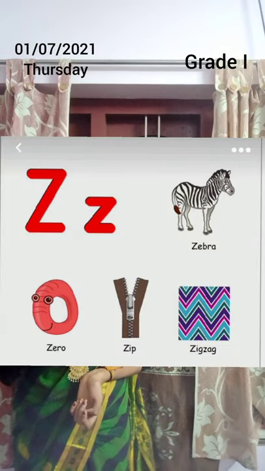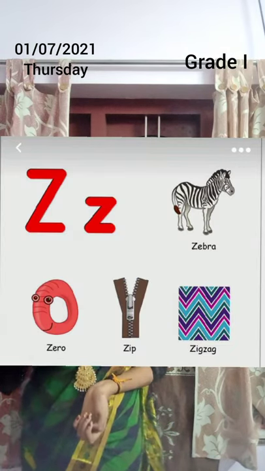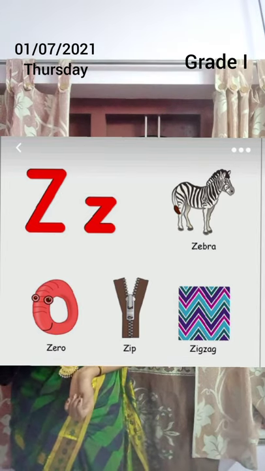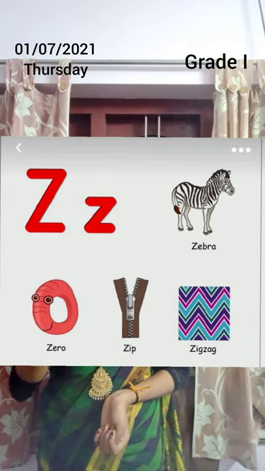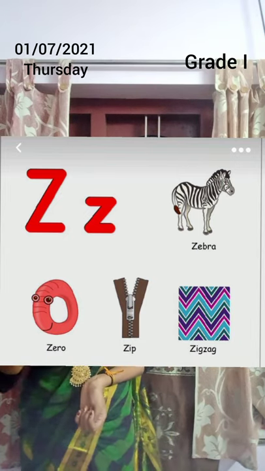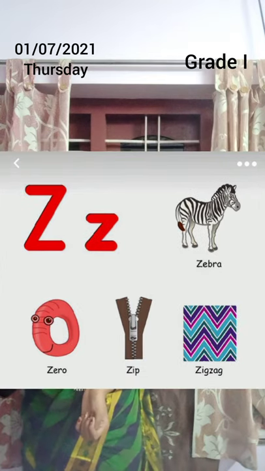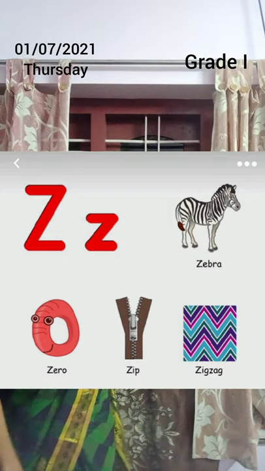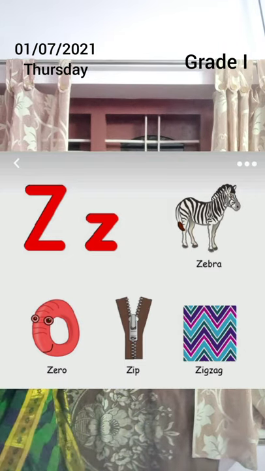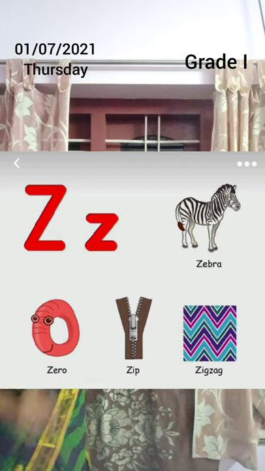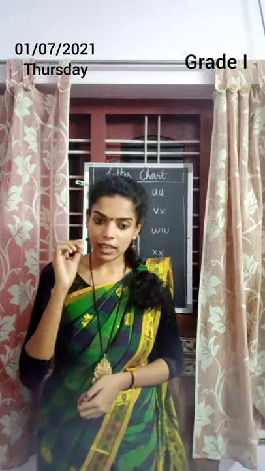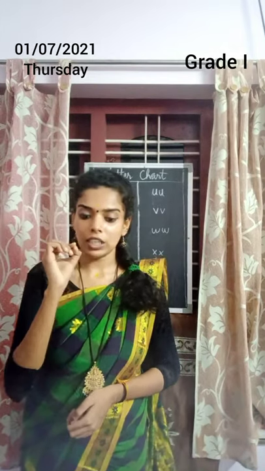Zebra: Z-E-B-R-A, zebra. Zero: Z-E-R-O, zero. Zip: Z-I-P, zip. Zigzag: Z-I-G-Z-A-G, zigzag. So the last letter in the alphabet is Z, and the sound of Z is z. The examples are zebra, zero, zip, zigzag.